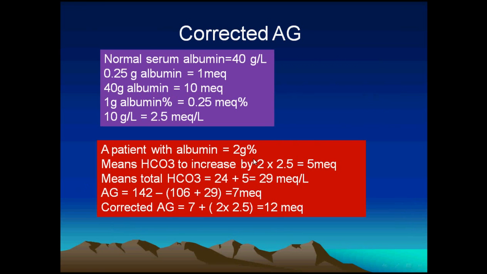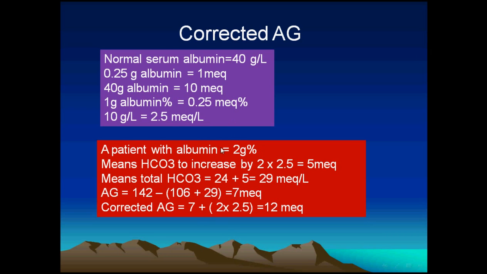Let us explain it in another way. This is a normal serum albumin of 40, 40 gram per liter. To convert it to milliequivalents, 2.5 gram of albumin equals 1 milliequivalent, so 40 will give us 10 milliequivalents. So 1 gram percent albumin will give 0.2, and 10 gram per liter gives us 2.5.